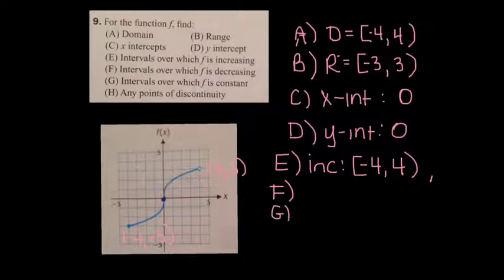So the decreasing and constant answers would each be none, because there's no place where this function is decreasing or constant. There's also no points of discontinuity, because I can trace the entire function without ever lifting my pen, so it's continuous the whole way through. We're asked to find the same information for function h.